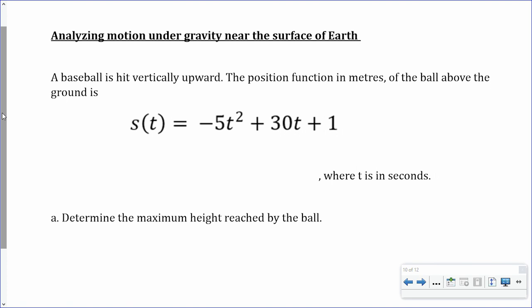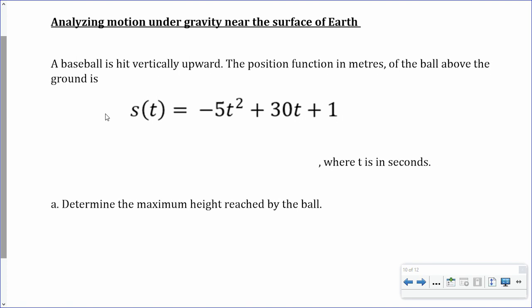Real quick, here's the displacement function. The position function is in meters. It's a ball that's above the ground. So we probably know this, and we know that's a quadratic. It looks like it opens down. It probably hits a maximum. It probably looks like this. It looks like it has an initial amount of 1, and it probably goes up and probably drops and hits the ground like that.